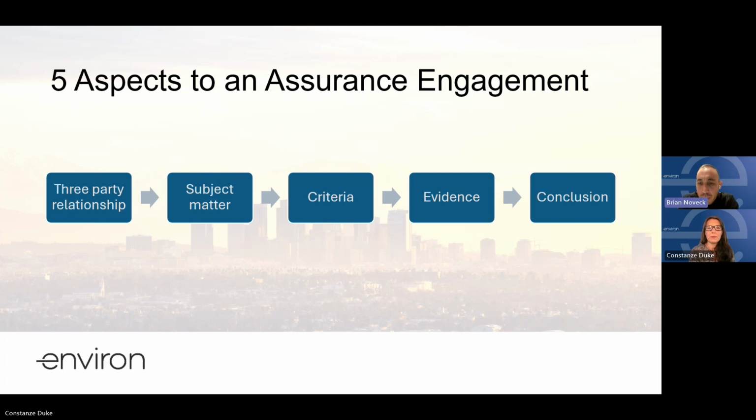The fourth aspect here is evidence, sufficient evidence that needs to be reliable and support the conclusions being made. From the assurance provider's perspective, this evidence is gathered through inquiry, observation, and testing of the inventory that's been developed. And then finally, you arrive at the conclusion or determination of the assurance provider upon the subject matter. So just to give a little background on what you may expect there.